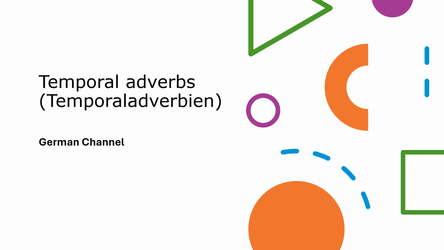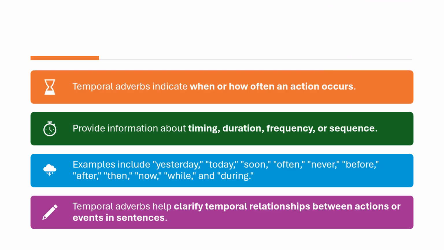So let's look at what temporal adverbs are in the German language. Temporal adverbien. Temporal adverbs are words which indicate when or how often an action occurs, and which provide information about the timing, duration, frequency or sequence. Examples are yesterday, today, soon, often, never, before, after, then, now, while and during. Temporal adverbs help in clarifying the temporal relationships between actions or events in sentences.